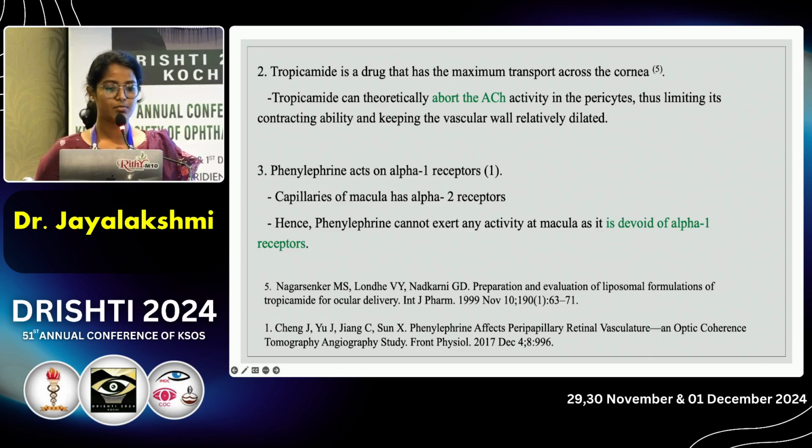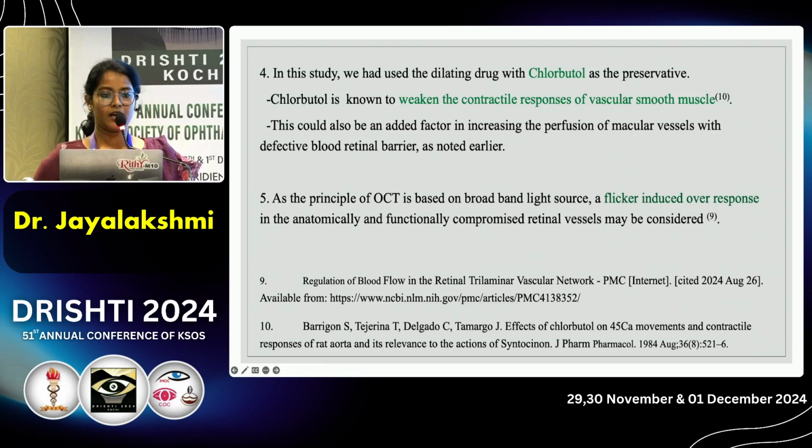Phenylephrine acts mainly on the alpha-1 receptors, and capillaries of the macula have alpha-2 receptors. Therefore, phenylephrine cannot exert activity at the macula. In the study, the preservative in the mydriatic was chlorbutol, and it is known to weaken the contractile response of the vascular smooth muscle. This could also be an added factor in increasing the perfusion of macular vessels with a defective blood retinal barrier, as noted earlier. Then, as the principle of OCT is based on a broadband light source, flicker-induced over-response in the anatomically and functionally compromised retinal vessels may also be considered.